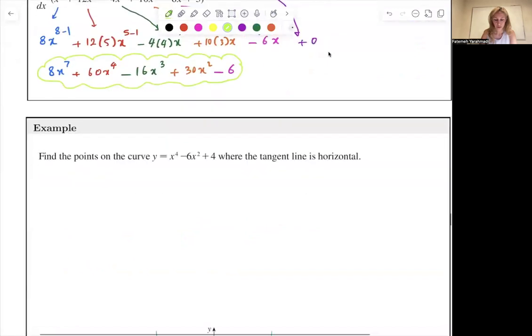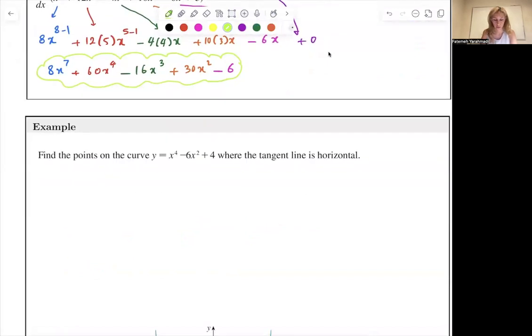We can make it more interesting. For example, we're interested in finding the points on the curve of this polynomial where the tangent line is horizontal. So when we say tangent line is horizontal, what's the meaning of that? It means that slope of the line must be equal to 0. It means that the derivative of the function at those values must be equal to 0. So let us find the derivative of the function, set it equal to 0, and find those values.